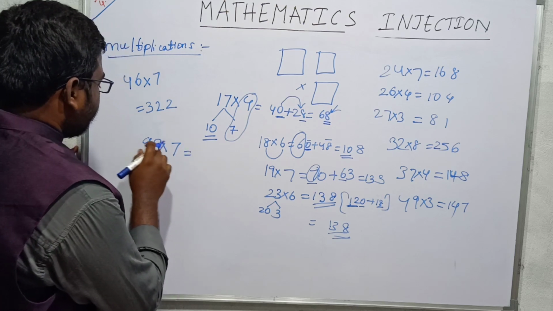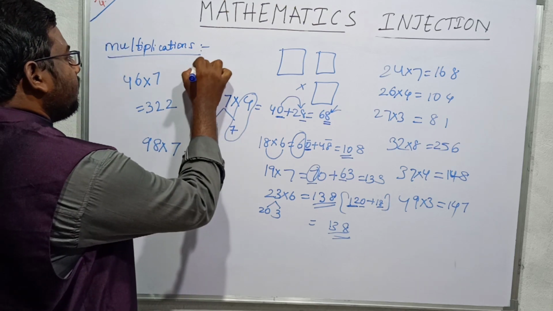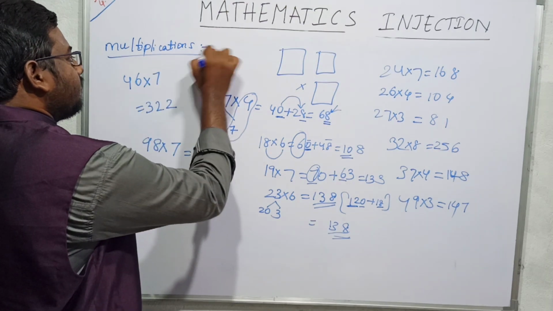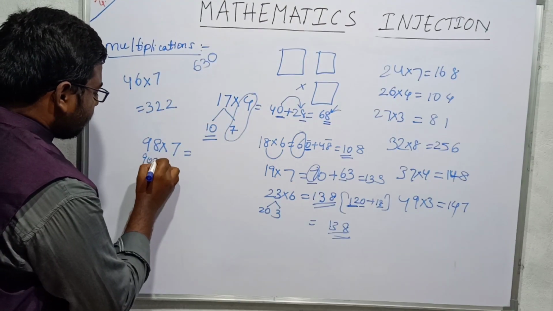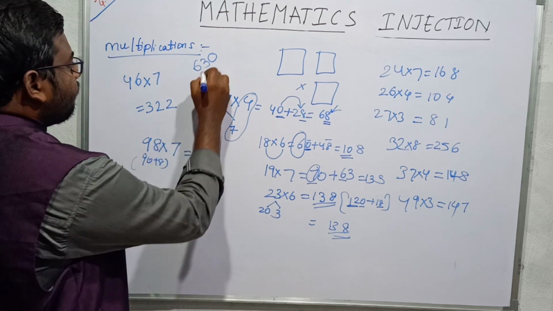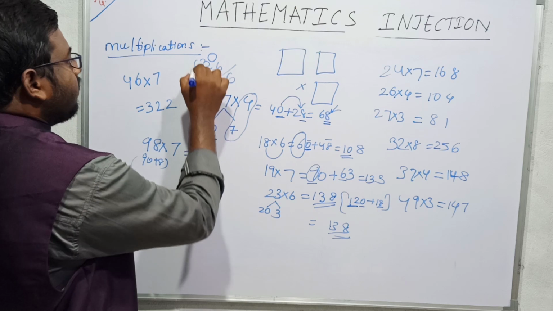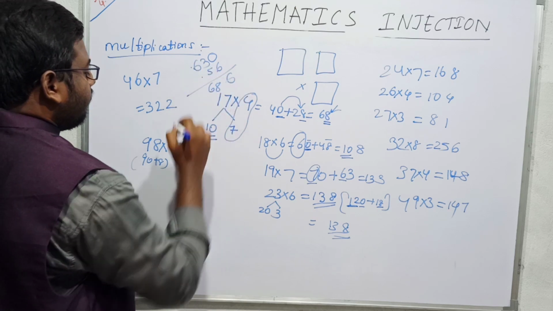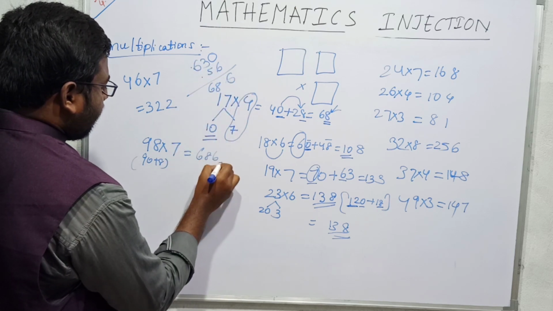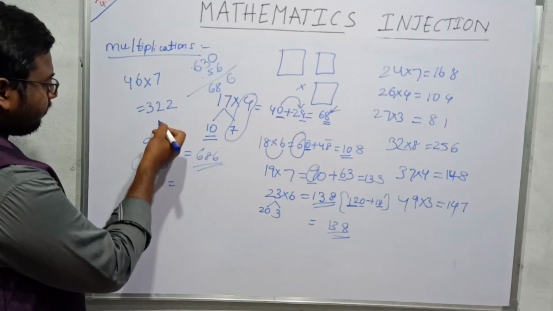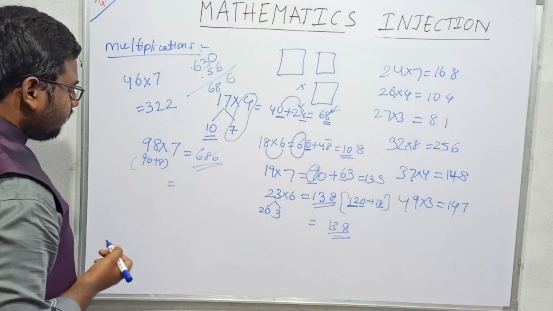98 into 7. 7 9s are 63. Keep 63 in mind, because we won't call it 63 but 630, as this is 90 plus 8, and 7 8s are 56. Then 6 will be here only, and 63 plus 5 will be 68. That means 686 will be our result. Although you can calculate this as 100 minus 2, 700 minus 14 is 686.